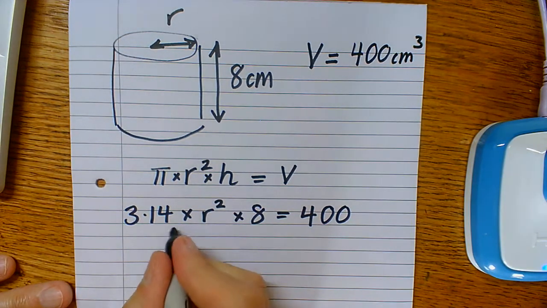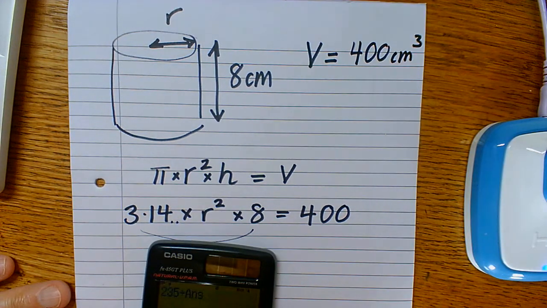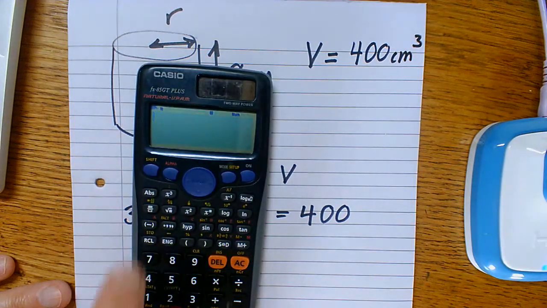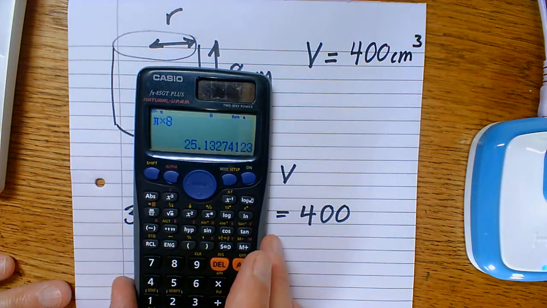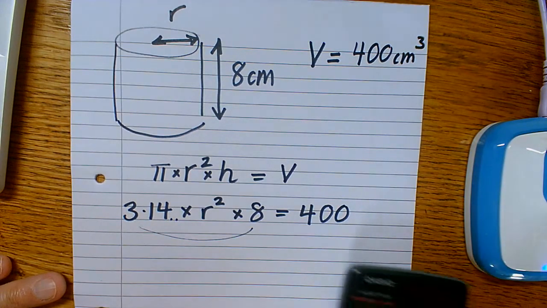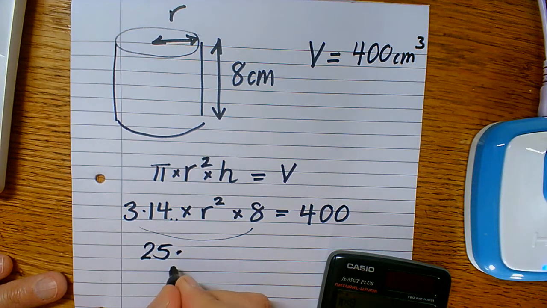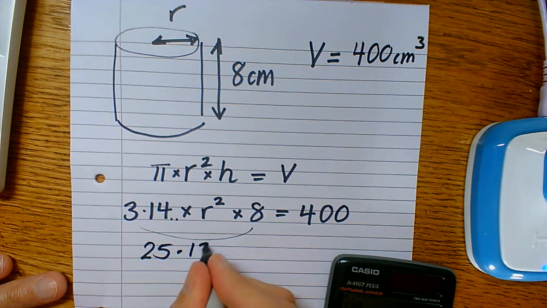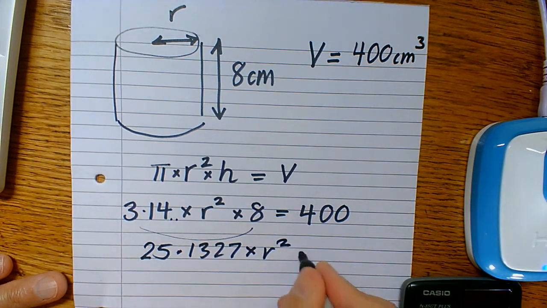So, what we can do is these two numbers can be multiplied together to make things a wee bit tidier, and I'll use the accurate value of pi in the calculator. Pi times 8. So that gives us 8 pi, which is 25, and we'll keep that number in the calculator because we'll need that in a minute. So we've simplified that slightly. 25.1327 times r squared gives us 400.